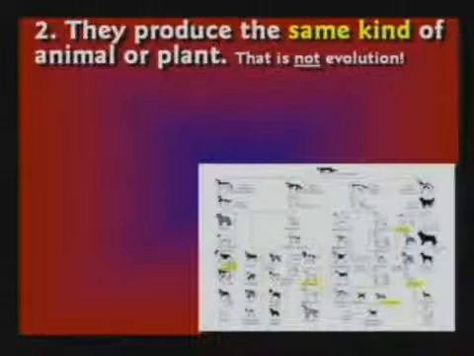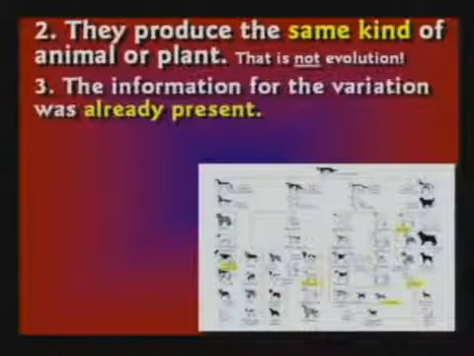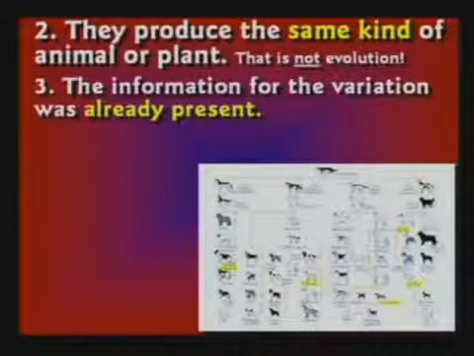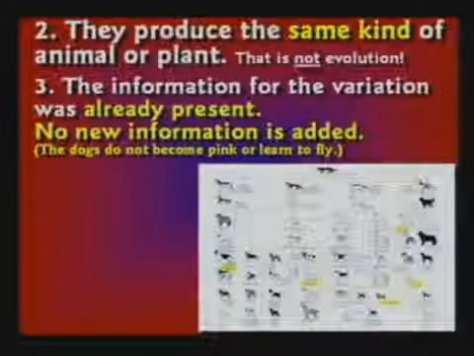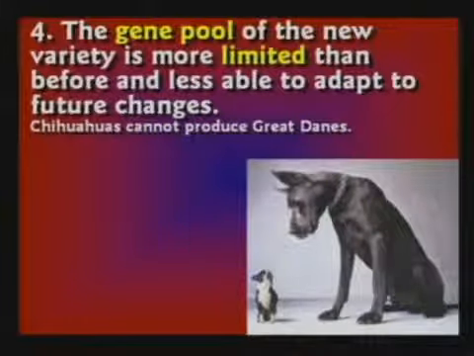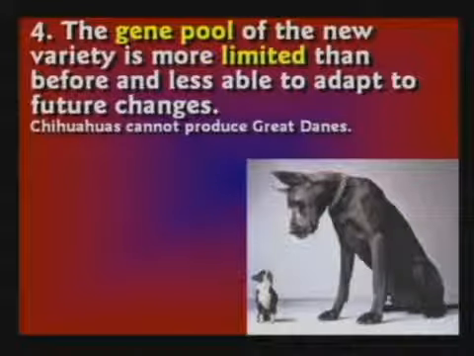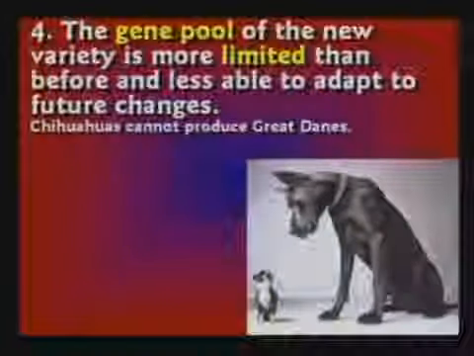Mutations always produce the same kind of plant or animal. That's not real evolution. The information for the variety has to already be in the gene pool. No new information is ever added. The gene pool of the new variety, like the Chihuahua, is actually more limited than before. What they've done with dogs is select a certain slice of the gene pool to survive, big dogs or little dogs. That's not evolution. It's selecting pre-existing information. That's all it's doing.